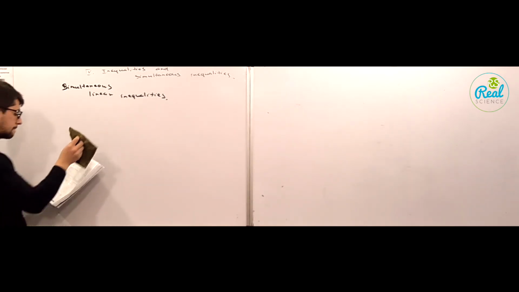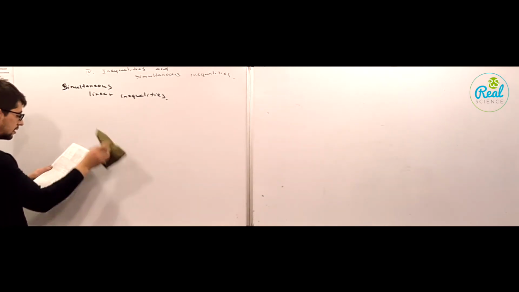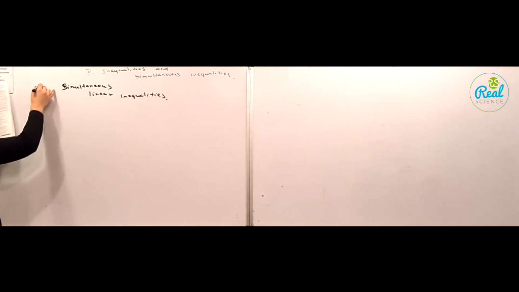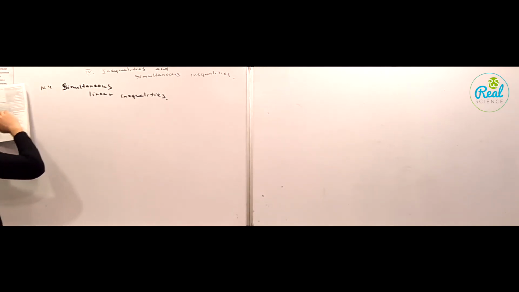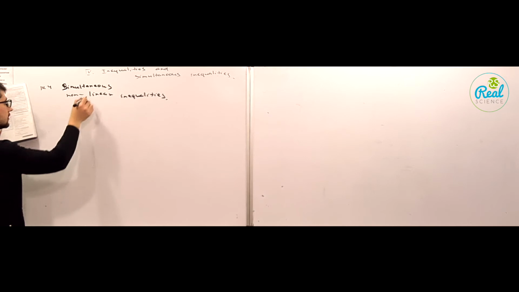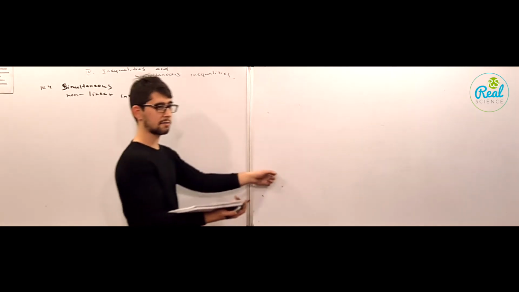We are done with 4.3 and 4.2, right? We have not covered 4.4 yet. 4.4, simultaneous nonlinear inequalities. What was that? We have covered nonlinear inequalities, okay? This was nonlinear inequalities, what we have covered.